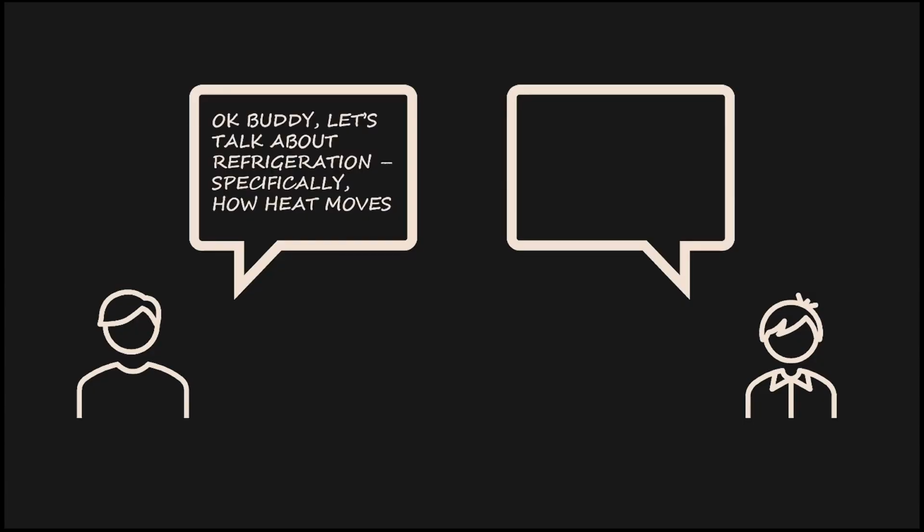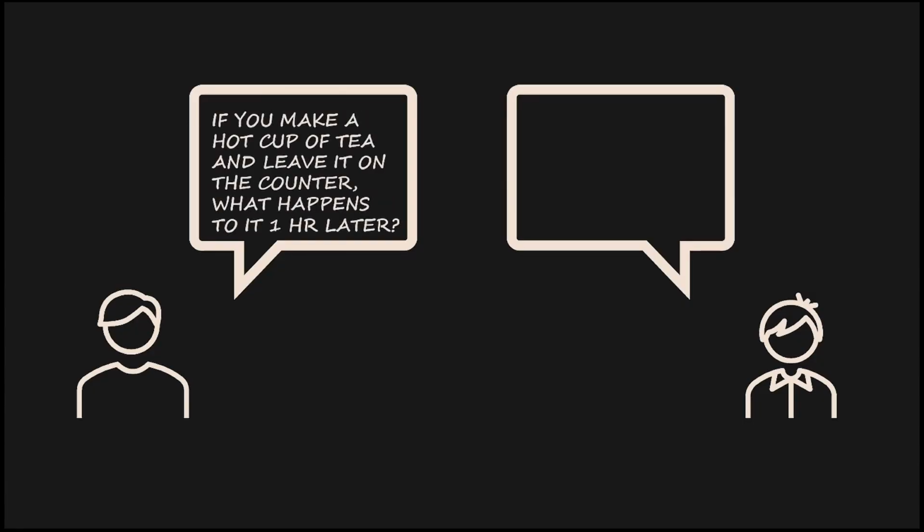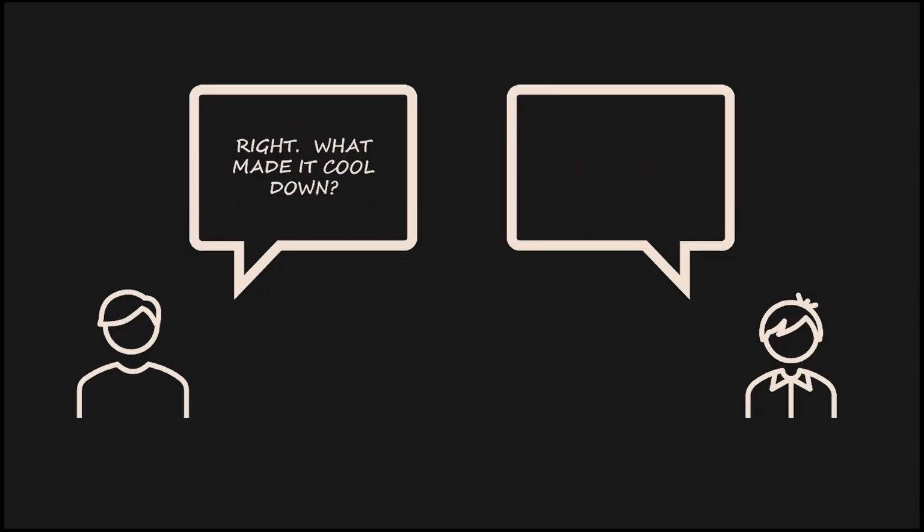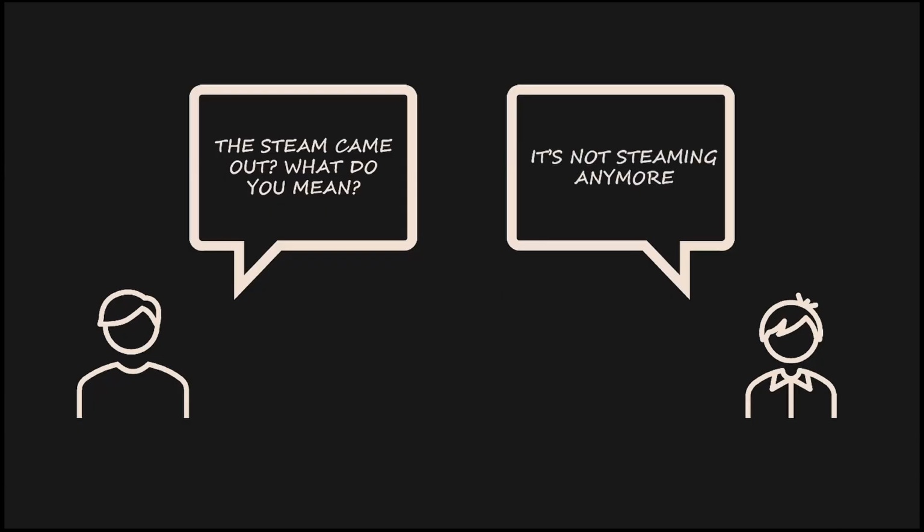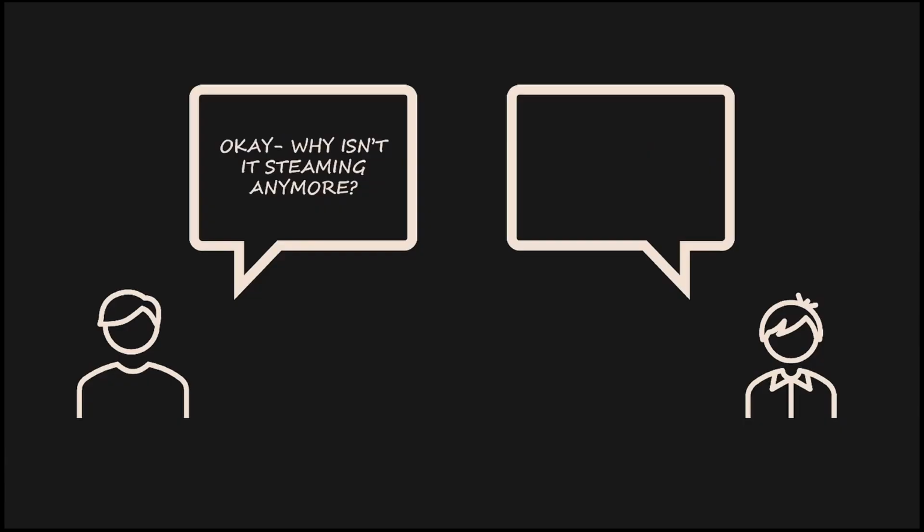Okay, buddy, let's talk about refrigeration, specifically how heat moves. If you make a hot cup of tea and leave it on the counter, what happens to it 1 hour later? It cools down. Right. What made it cool down? The steam came out of it. Okay, the steam came out. What do you mean? It's not steaming anymore. Okay, why isn't it steaming anymore? Because it's not as hot.